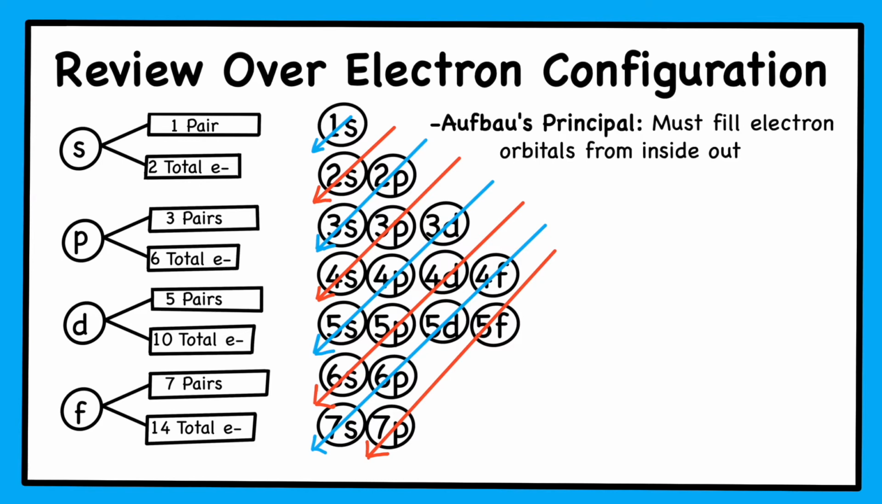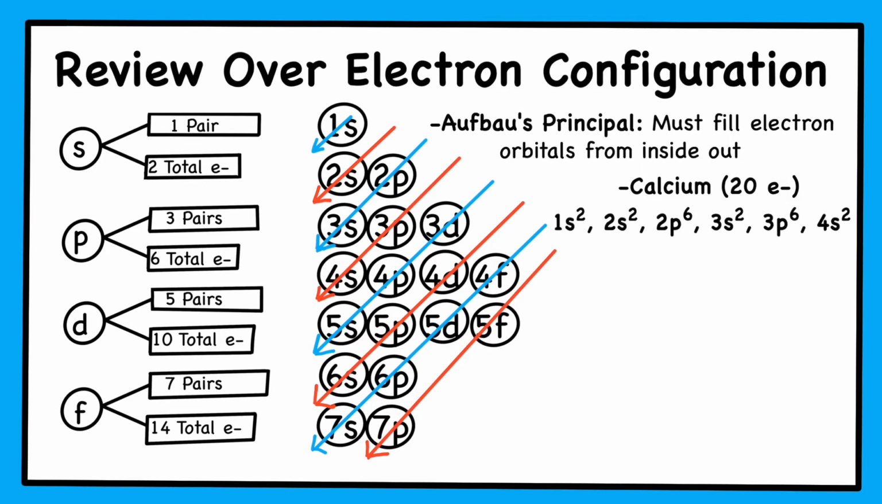Last year we learned the long-handed way of writing these electron configurations. For example, calcium has 20 electrons. If we were asked to write the electron configuration for calcium, we would say 1s2, 2s2, 2p6, 3s2, 3p6, and 4s2. We can see with our larger atoms this can be a pain.